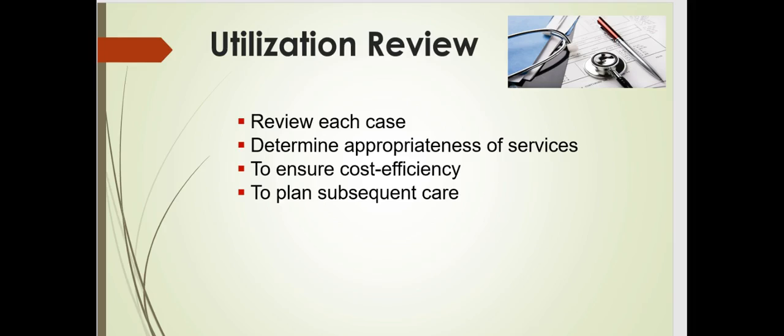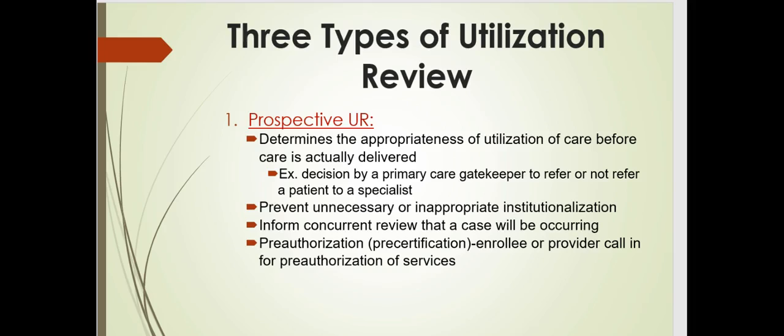All right, so utilization review is the process for evaluating the appropriateness of health services utilization. So it requires a review of each case, determining the most appropriate level of services, ensuring cost efficiency, and planning subsequent care. And utilization review falls into 3 categories that I will be going over in the next slide. So the 3 types are prospective utilization review, concurrent utilization review, and retrospective utilization review. So those are the 3 types.